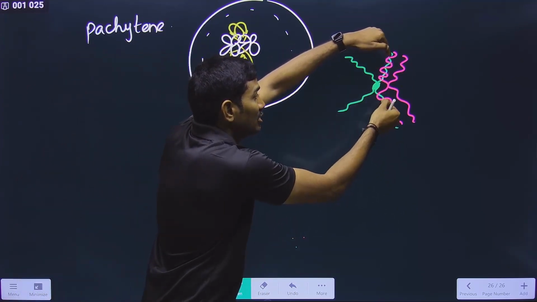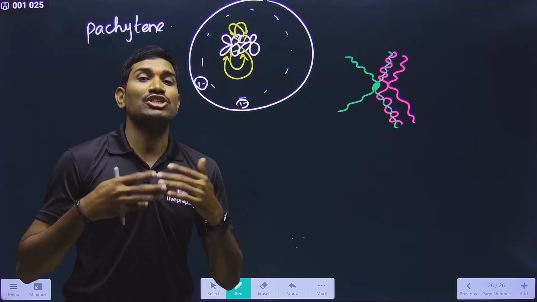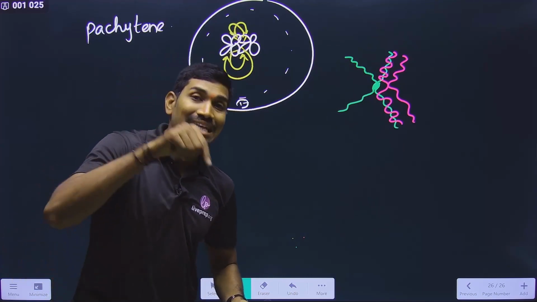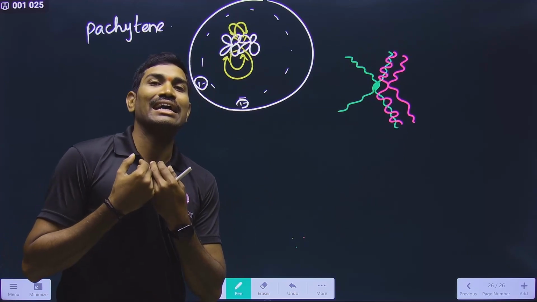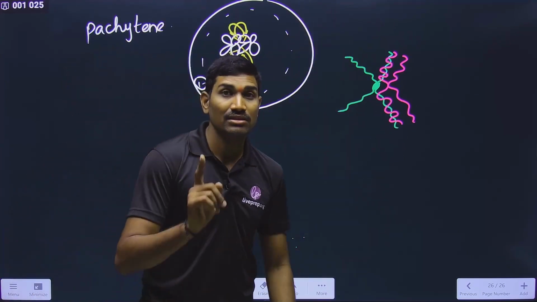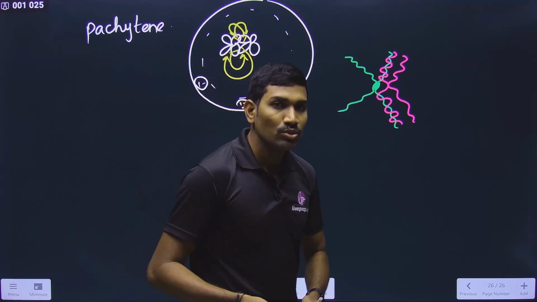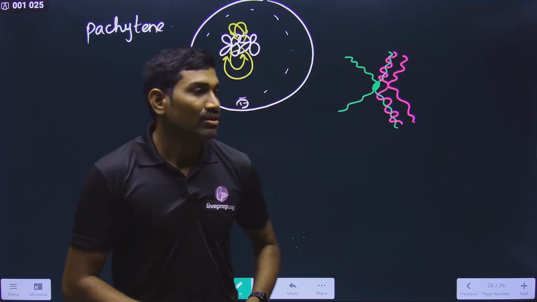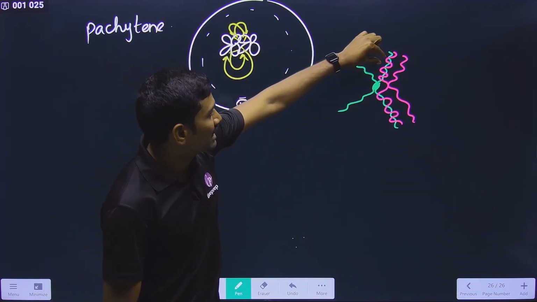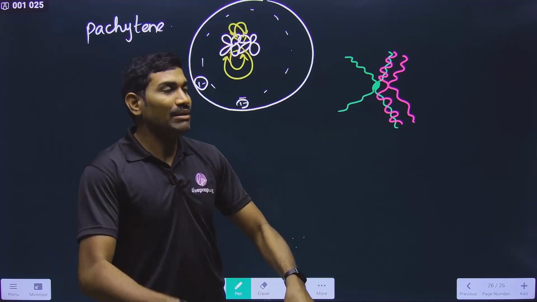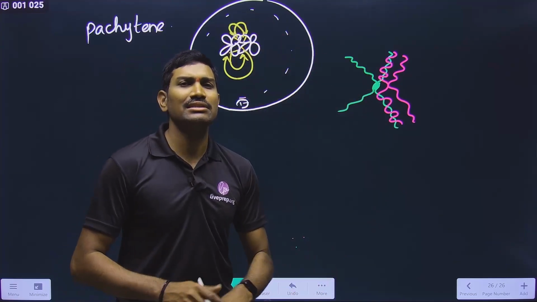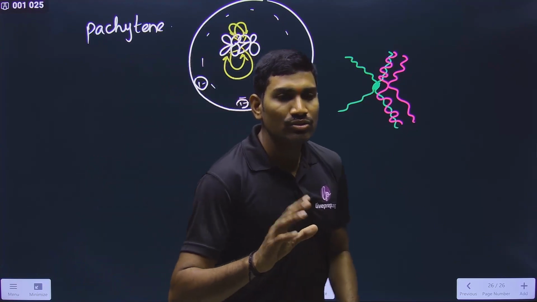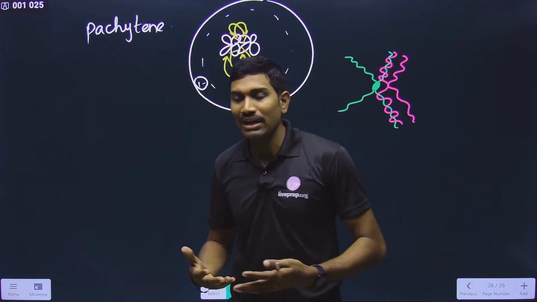In the entire length of the chromatid, exchange of chromosomal segments can occur. Understood or not? And this crossing over is every time a random process. So don't think that if it happened here once, it will happen there every time. It is not like this. It is a random thing. Anywhere it can happen.